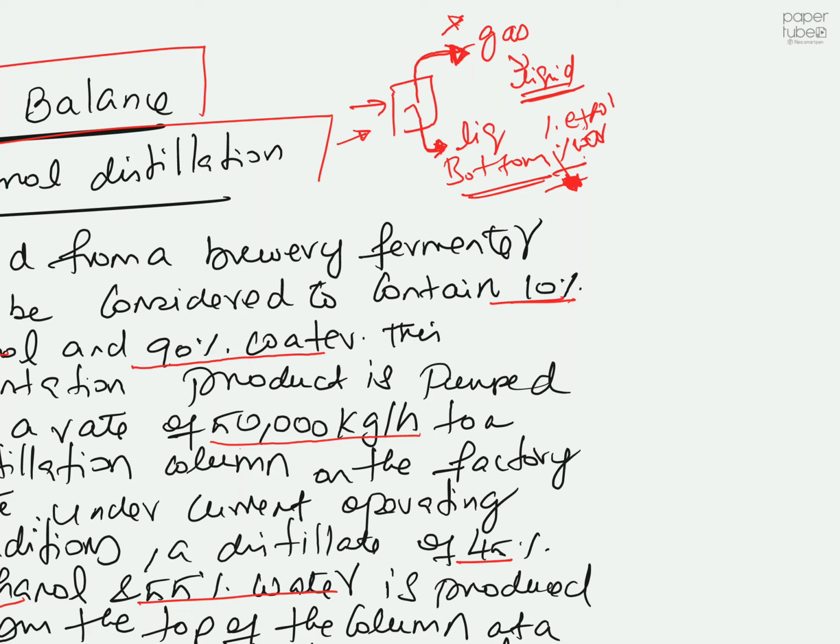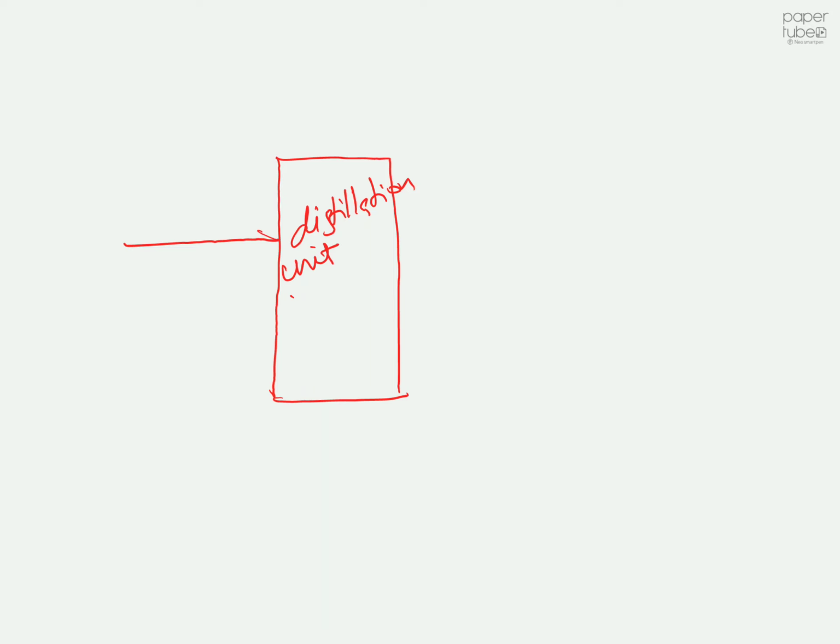So if you need to solve the problem, all we need to know is how to draw diagrams. Let's call this the distillation unit, and if you read the problem, some stream goes inside. So we are pumping a stream to the ethanol distillation unit. Let's call it the feed.